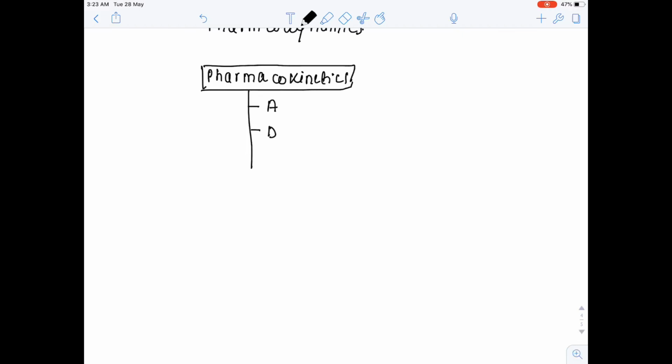So starting with pharmacokinetics. So what really is pharmacokinetics? It is the movement of drug into, through and out of the body. Simply remember, it is the movement of drug into, through and out of the body. Mainly in pharmacokinetics, we have to study four things. That is absorption, distribution, metabolism and excretion. So starting with absorption of the drug.